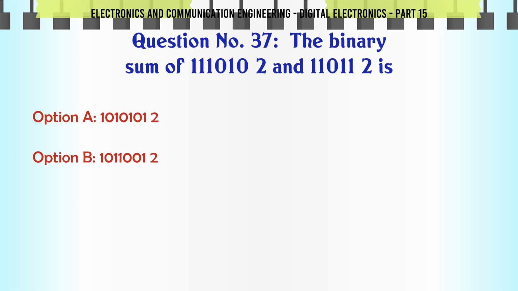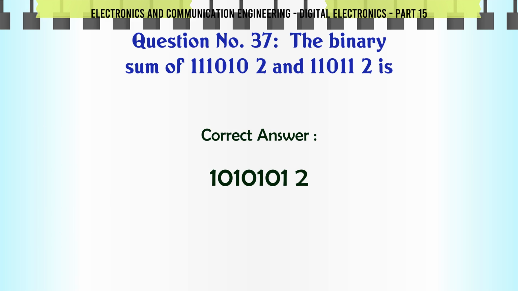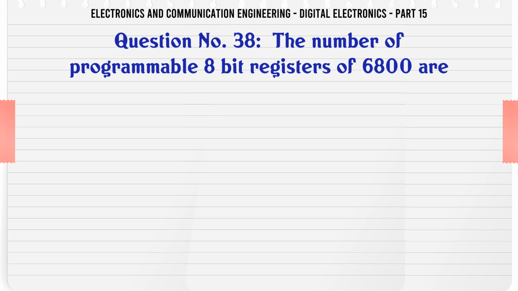The binary sum of 111010 and 11011 is A. 1010101. B. 1011001. C. 1011101. D. 1111111. The correct answer is 1010101.